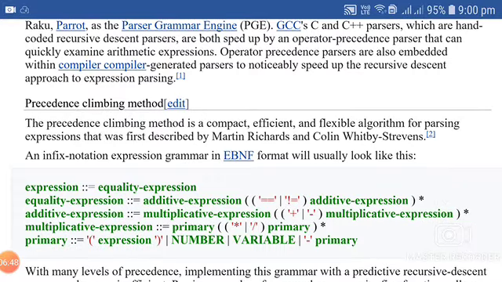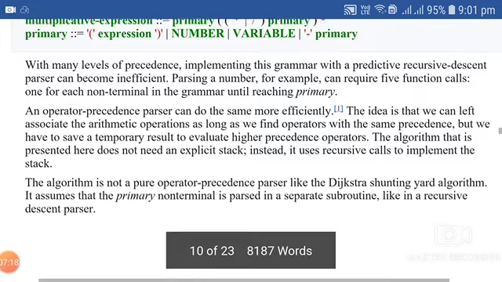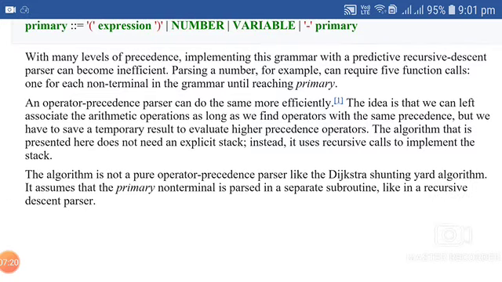Precedence climbing method. The precedence climbing method is a compact, efficient and flexible algorithm for parsing expressions that was first described by Martin Richards. With many levels of precedence, implementing this grammar with a predictive recursive descent parser can become inefficient. Parsing a number, for example, can require 5 function calls, one for each non-terminal in the grammar until reaching primary. An operator precedence parser can do the same more efficiently.